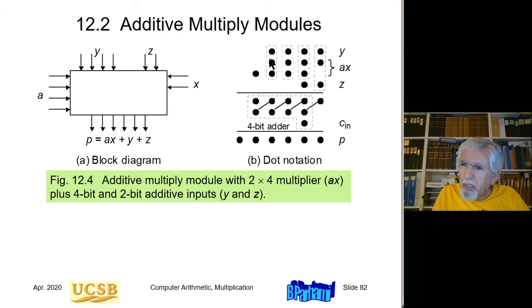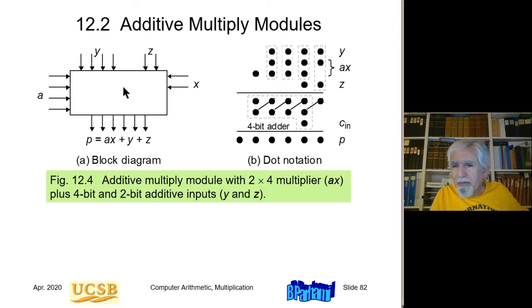Well, here is the 2x4 multiplication, these two rows of dots. Here is the 4-bit additive input, Y. And here's the 2-bit additive input. So my task is to add all of these together. The two partial products resulting from multiplying X by A, so basically x0 times A plus 2 times x1 times A. Those are the two. Then the 4-bit additive input and the 2-bit additive input. Because I have multi-operand addition, I apply a carry save adder at first. So 3 bits combined by a full adder, 3 bits, and so on. And then at this point, all I need is a 4-bit adder, including a carry in, to complete the process.